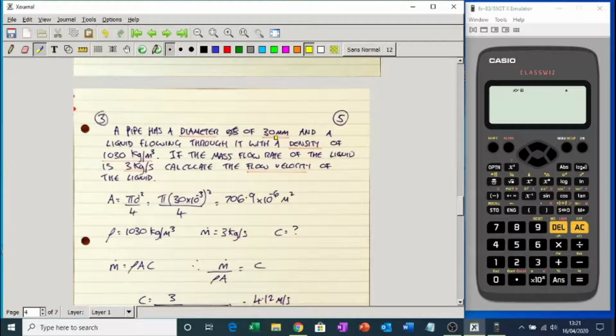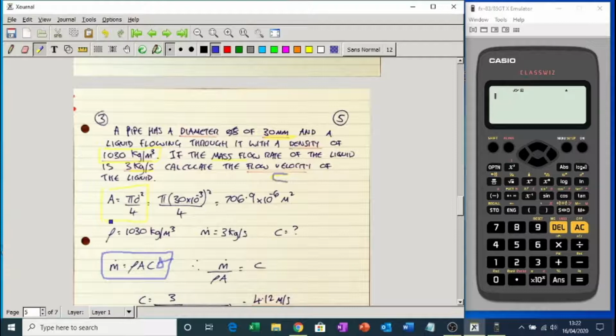So in this one, we've got the diameter again, 30 mil, so we can do the area here. We've got density, so we can use a bit of that. We're given the mass flow rate, and we've got to work out the flow velocity, which is c. So we've got to find c, basically. We know the mass flow rate, it's 3. We know the density, it's 1030. Salt water or something like that. We know the area because we can work it out. We need to rearrange to find c.